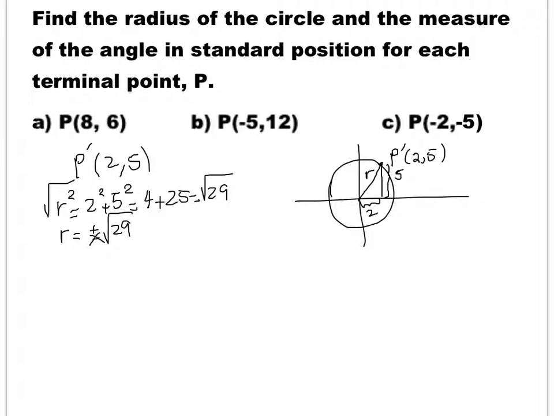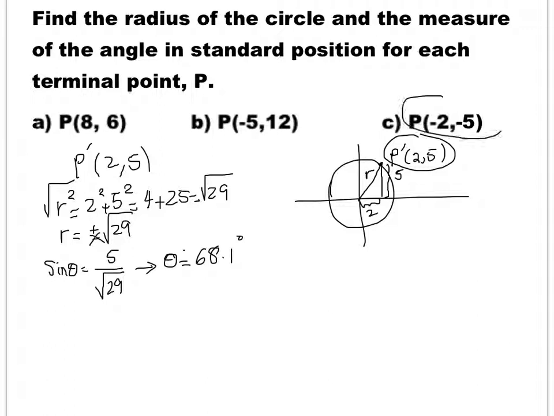Now, again, we are dealing with the point P prime, which is here. I know that sine theta is the y coordinate of the point, which is 5, divided by the radius, which is square root of 29. If I simplify this and use the inverse sine, I'm going to get theta equal to 68.1 degrees. This is point P prime. This is not point P yet.